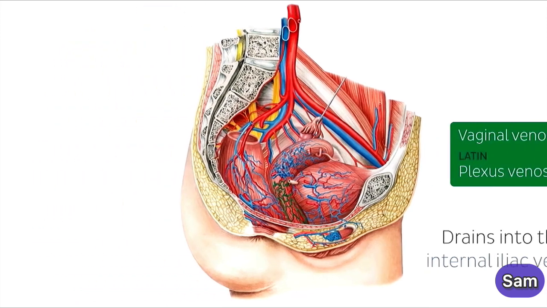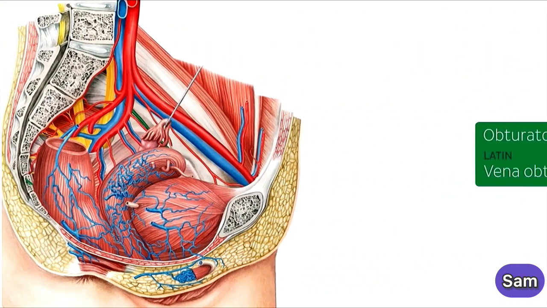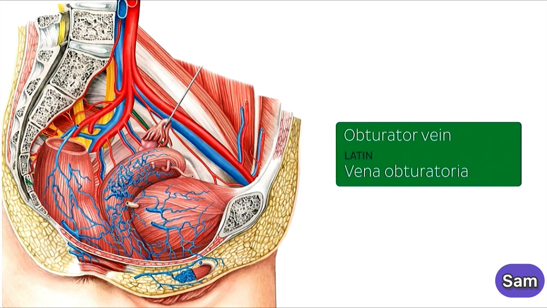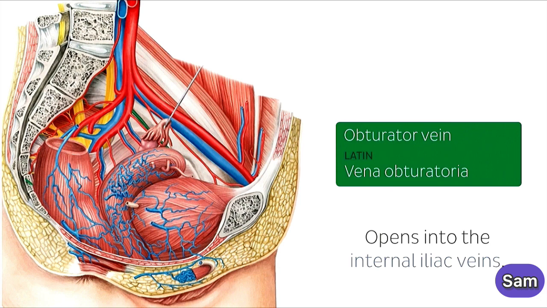Now let's move on to the obturator vein. The obturator veins drain into the internal iliac veins. These veins form in the adductor region of the thigh and pass into the pelvis through the obturator foramen. They also have an anterior and posterior branch, much like the obturator artery.